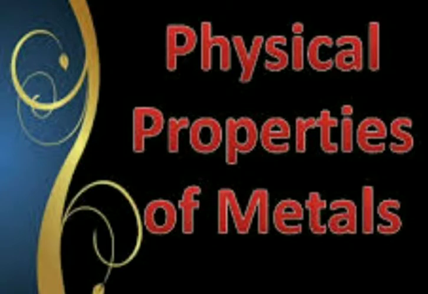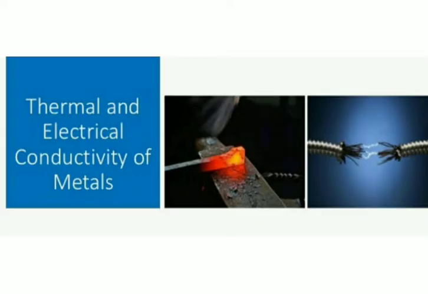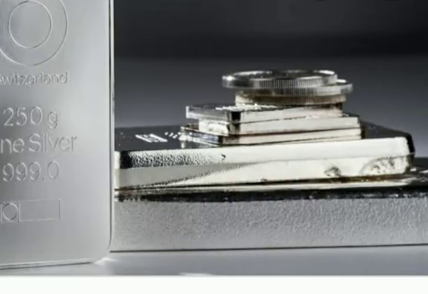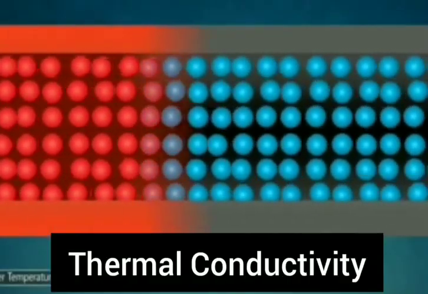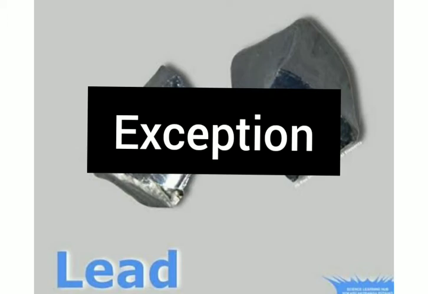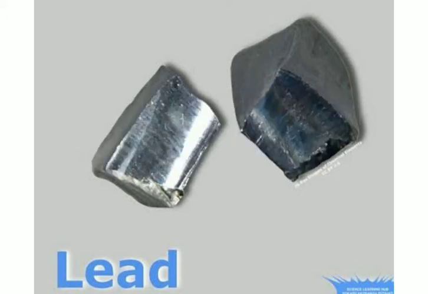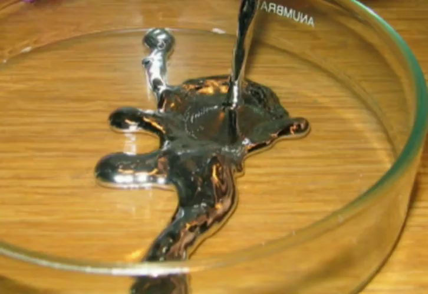Now, let's discuss physical properties of metals. Firstly, metals conduct heat and electricity. Silver is the best conductor of heat, or we can say it has the highest thermal conductivity. Here we have an exception. Lead is a metal which is the poorest conductor of heat. Mercury is also a poor conductor of heat.